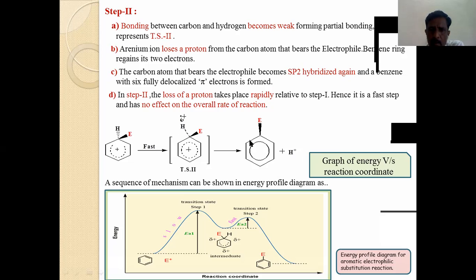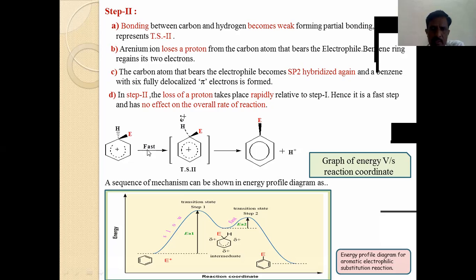Now all the carbons have regained sp2 hybridization. Initially, when the electrophile attacked this carbon, it was sp3 hybridized, but with elimination of the proton in the second transition state, all the carbons become sp2 hybridized. So in this second step, what happens? The loss of the proton takes place very rapidly.